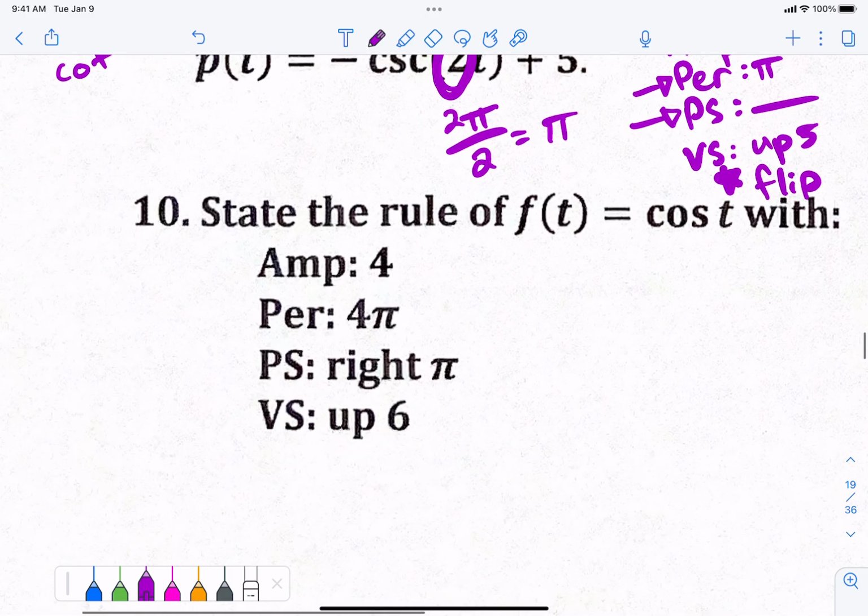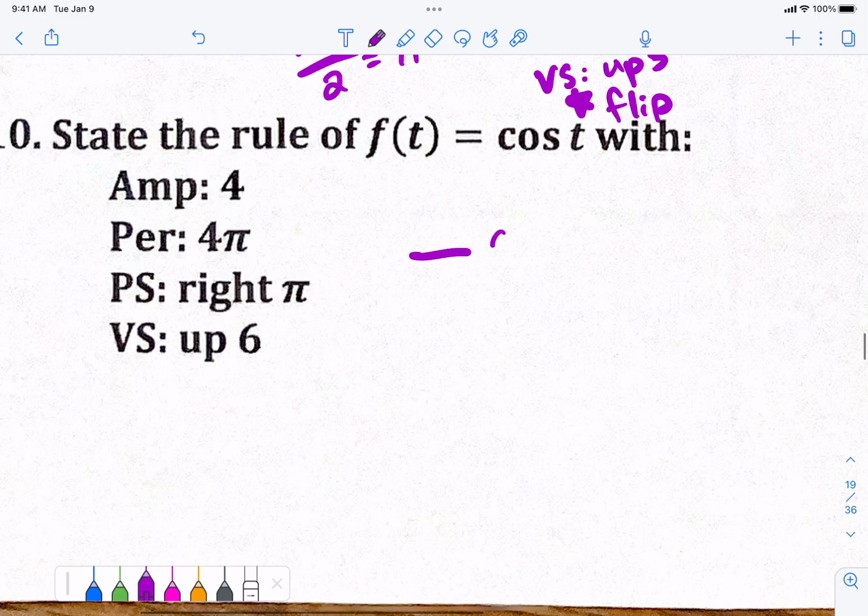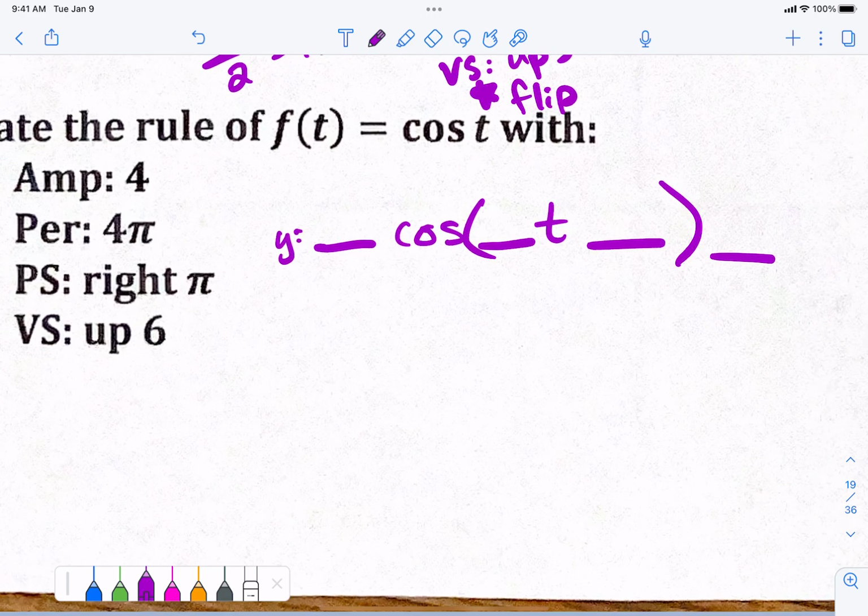Alright, last one. You want to try number 10 real quick? I'll give you a couple seconds and then we'll do it together. Okay, try number 10 on your own. Something, cosine, something, t, something, and then something. Okay, figure out where those numbers go. I'll give you a couple seconds. We'll get them figured out. Put the numbers where they go. At least get the first and the last one right, right? Those ones you should.